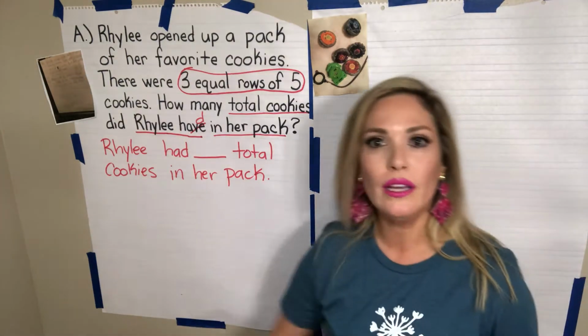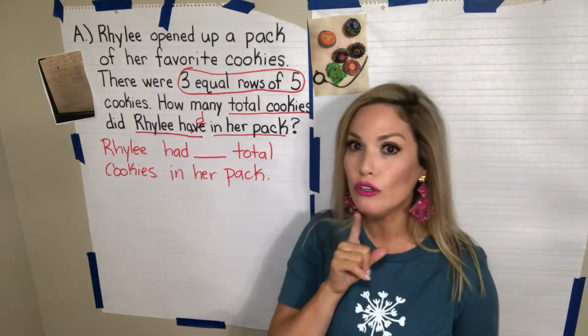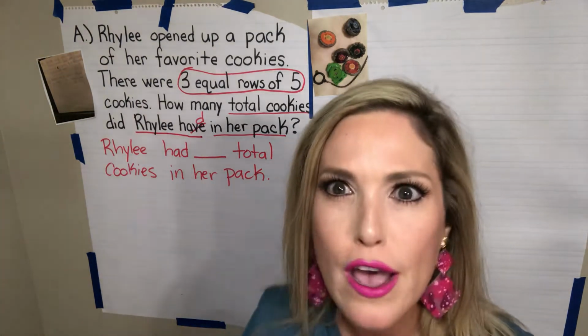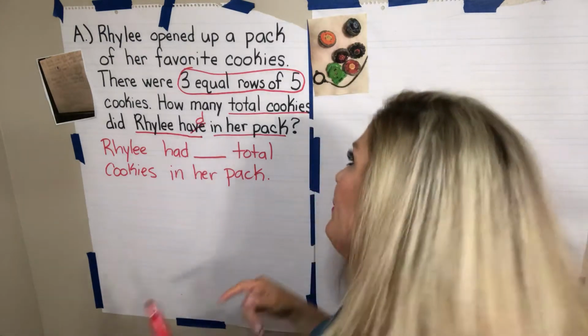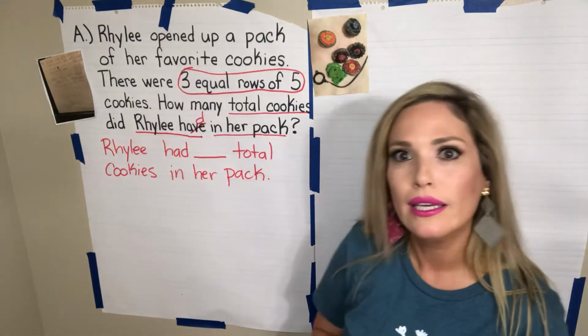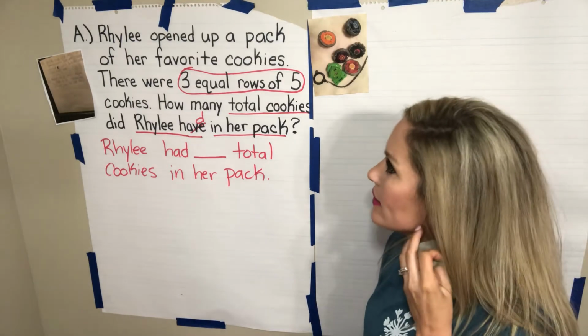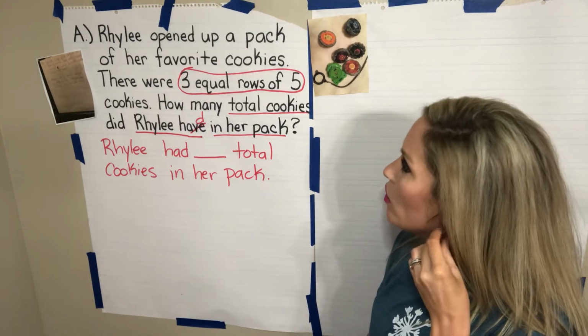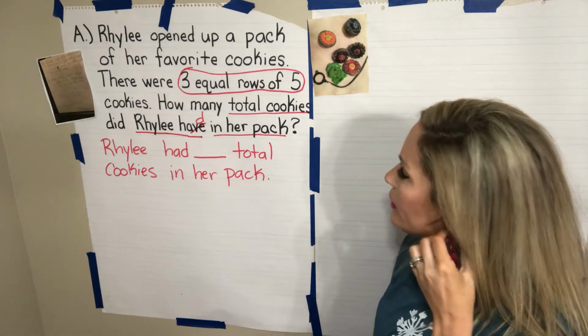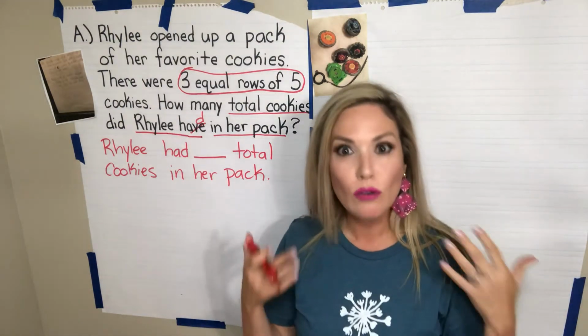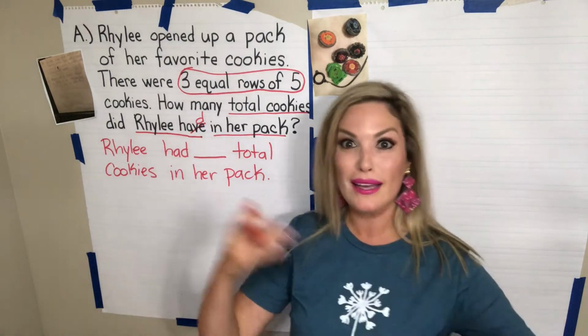So, step number 1, read the problem twice. Step number 2, rewrite your question. Step number 3, draw what you know. What do I know here? Oh, I only got one circled thing here that I circled. What do I know? I know that she has 3 equal rows of 5 cookies. So, thinking about that and making my mind movie, I gotta remember what's the difference between rows and columns.